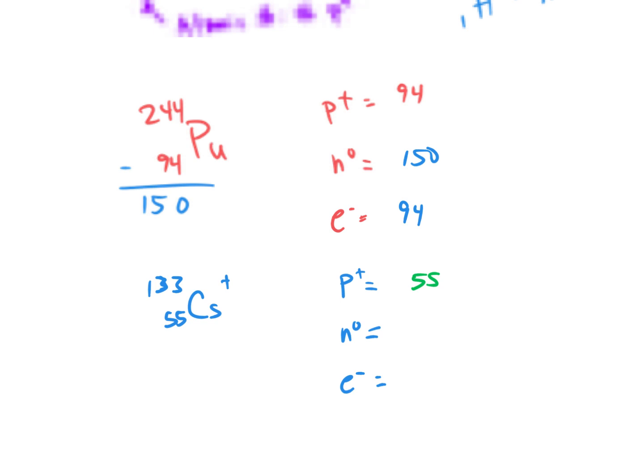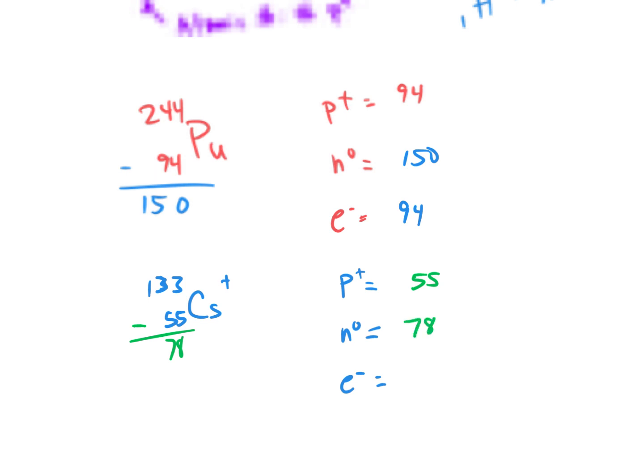How many neutrons does it have? 78. And ladies and gents, don't get in the habit of just doing stuff in your head. I know sometimes it's easier because you don't have a calculator nearby. When you're on the test or the midterm or the final, use a calculator every single time. Make sure you get it right, yeah? So we got 78 neutrons.